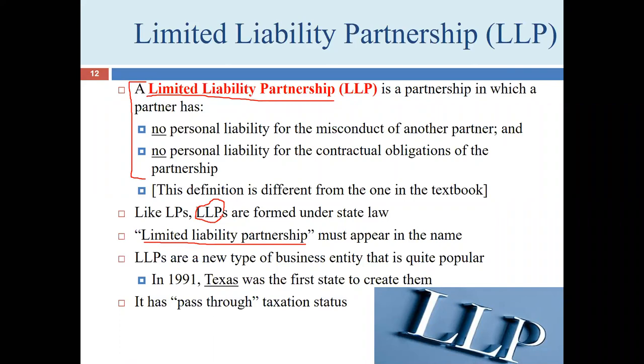Again, it's that signal to the general public. This is a new business entity. It was created in 1991, and we invented it. Yay to us. Texas was the first to create it. Just like all the other entities we've talked about to this date, it enjoys that pass-through taxation status. The partnership itself doesn't pay taxes. It's the partners who pay taxes on the profits from the partnership. So super cool and amazing.